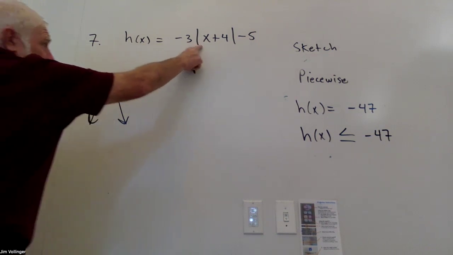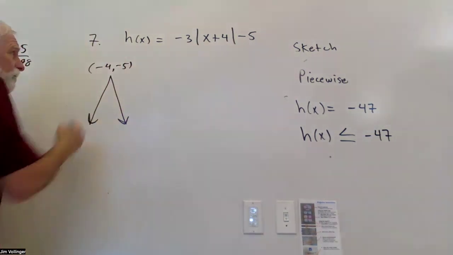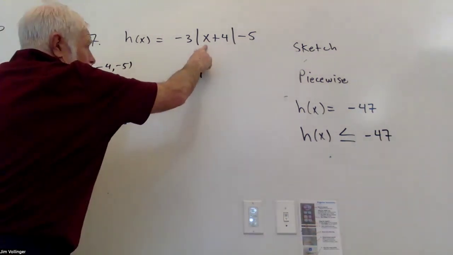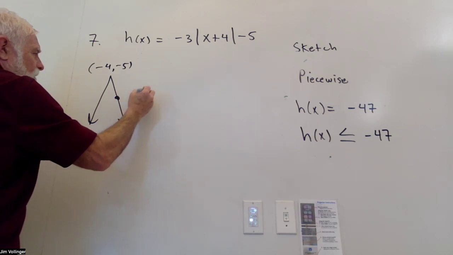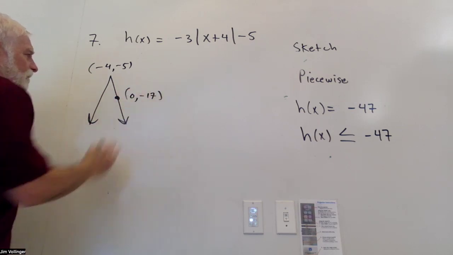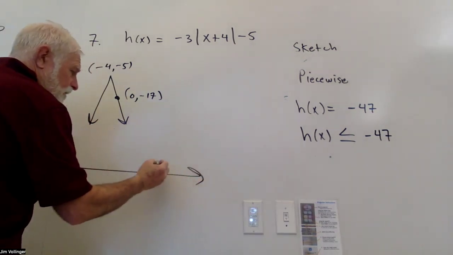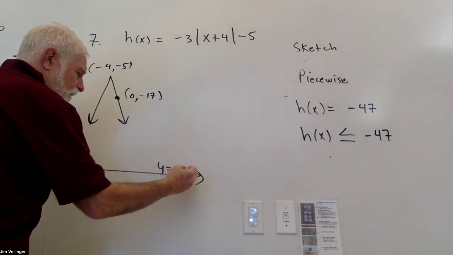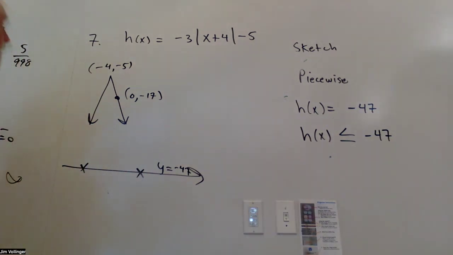All right. -4, -5. It's good to get a frame of reference. So let's throw 0 in here. -12, -5, -17. 0, -17. And I'm eventually going to be looking at heights of -47, which is way down here. I'm trying to find that point of intersection and that point of intersection. How do we do it?